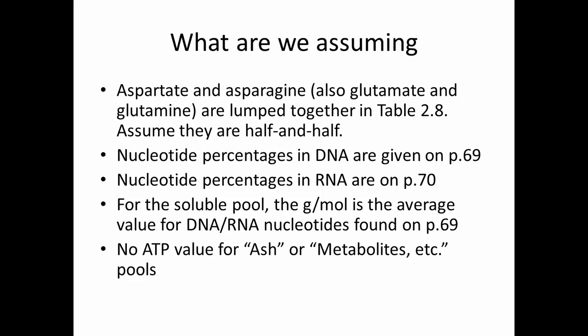Nucleotide percentages in the DNA are given on page 69, and the nucleotide percentages in RNA are given on page 70. Okay, so for your soluble pool, your grams per mole is going to be the average value for DNA and RNA nucleotides that is found on page 69. So you'll be using the information on page 69 and page 70 in your book quite a bit.